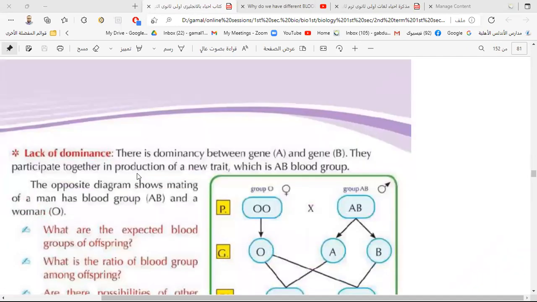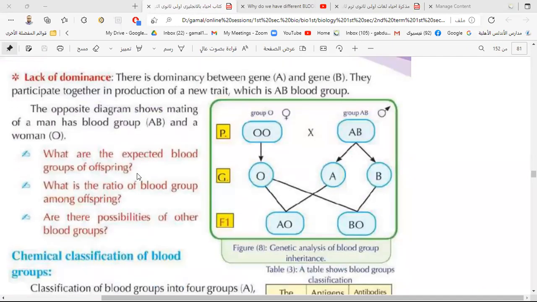We can study the inheritance of a person's blood group like this. If a female has blood group O, of course her genotype will be O and O. And the man has blood group AB. The blood group AB has one genotype only, AB, and the blood group O has one genotype only, OO.